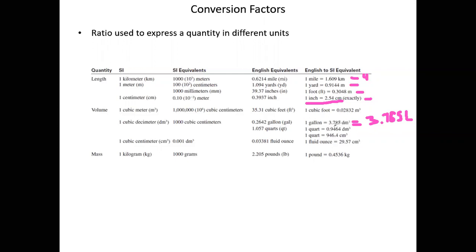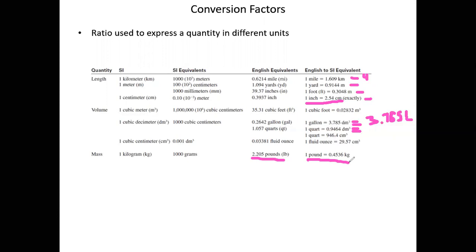1 quart is 0.9464 decimeters cubed. This would also be the same for liters as well. So that's the way to convert between quarts and decimeters cubed or liters, because a liter is a decimeter cubed. Also 1 quart is 946 centimeters cubed. And a centimeter cubed is the same thing as a milliliter. And then for mass, the common one is 2.205 pounds equals 1 kilogram, or 1 pound is 0.4536 kilograms.